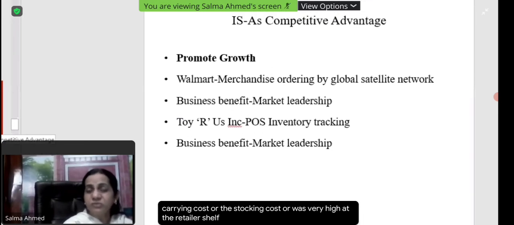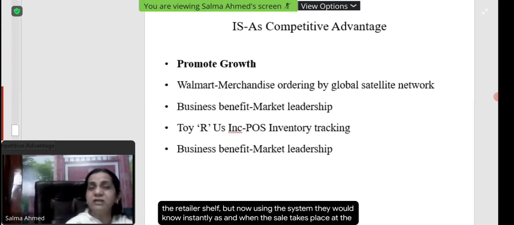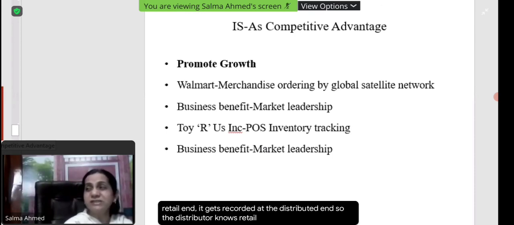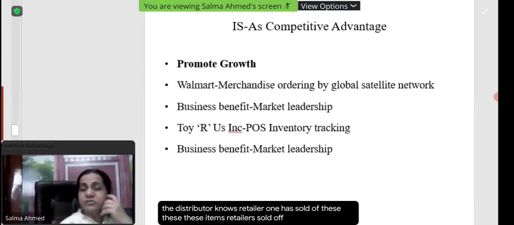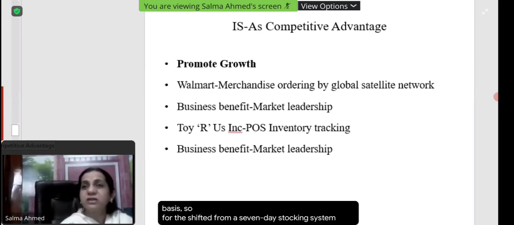But now, using the system, they would know instantly as and when the sale takes place at the retailer end, it gets recorded at the distributor end. So the distributor knows retailer one has sold off these items. Retailer two sold off the second set of items. So the distributor is able to keep track on a daily basis. So they shifted from a 7 day stocking system to stocking goods on a daily basis.